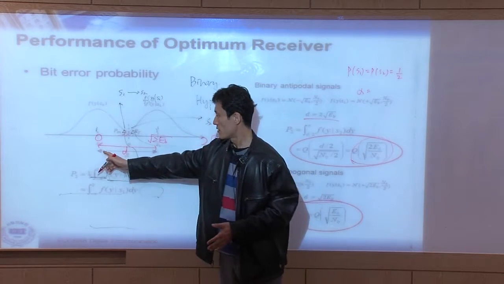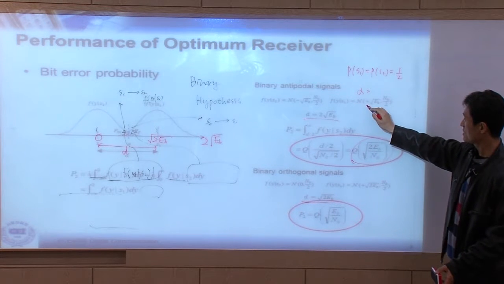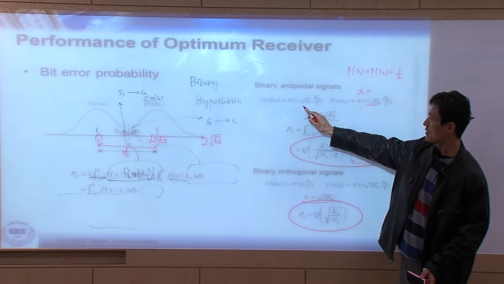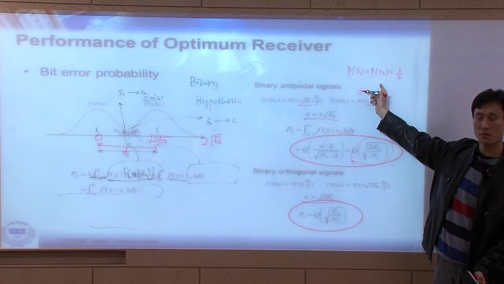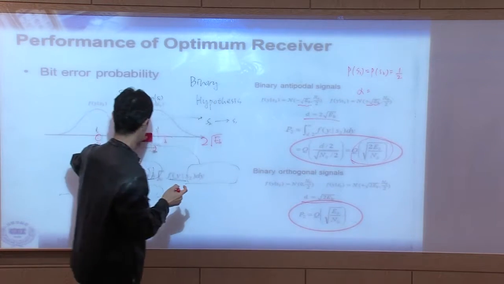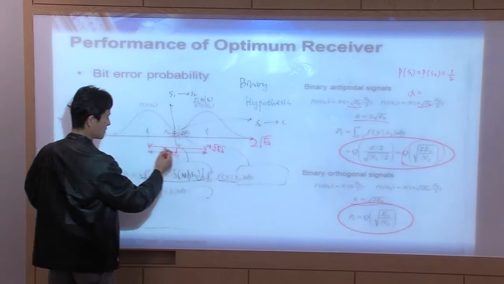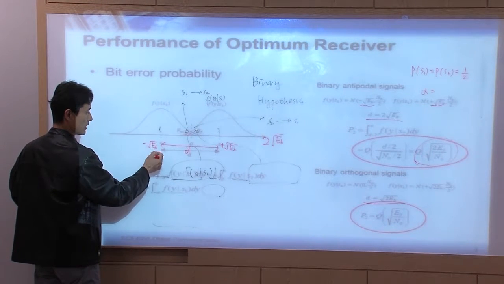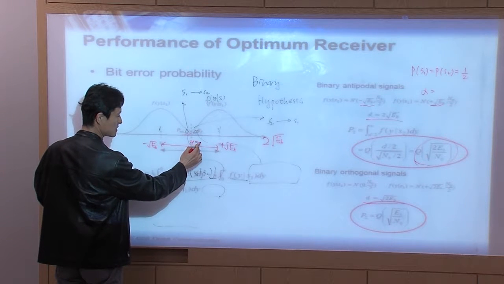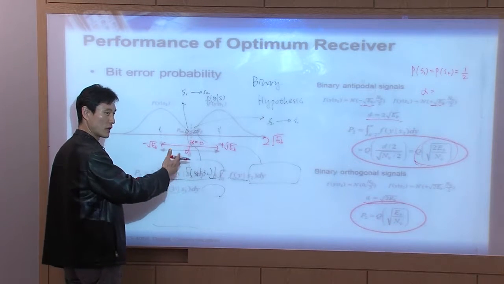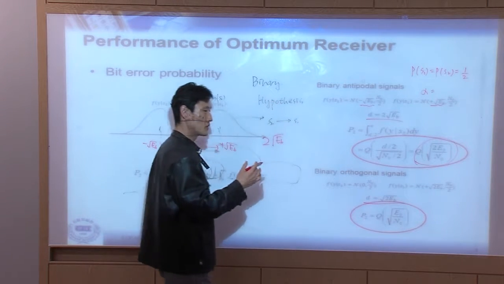So in this case, if you use antipodal signaling, S1 is plus root square Eb, S2 is minus root square Eb, and S1 and S2 are transmitted with equal power. Therefore, here is plus root square Eb, this is minus root square Eb, and S1, S2 have equal power. So alpha here is going to be 0, exactly the middle point. That's going to be your optimum threshold.